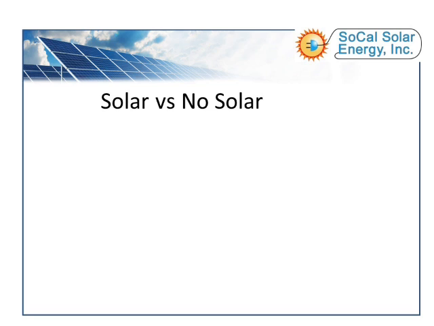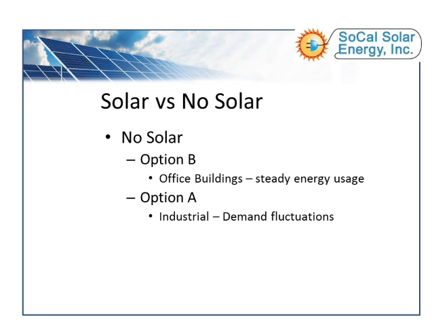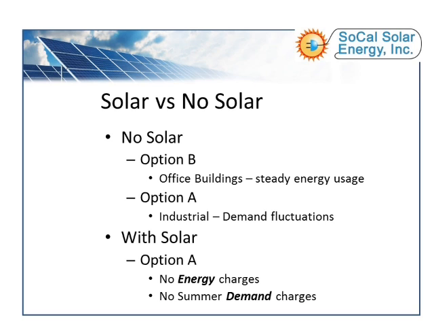Which option would be best with a solar system and which option would be best without solar? Usually, if you do not have solar and your facility is an office building, Option B would be right for you. For industrial facilities, Option A would be best because they have high demands. They usually have machines going on and off, resulting in demand fluctuations. With solar, Option A would probably be the best fit. There will be no energy charges and no summer demand charges.